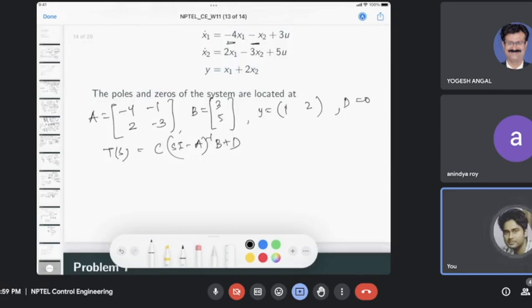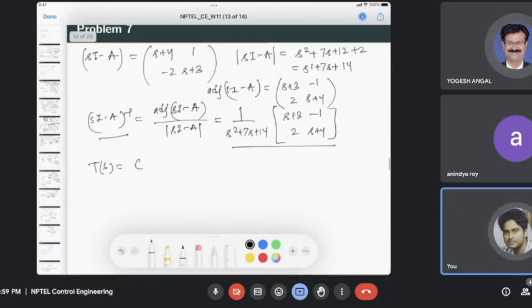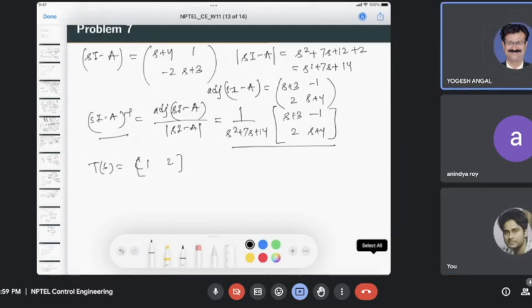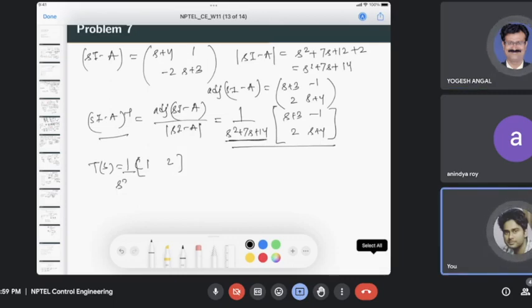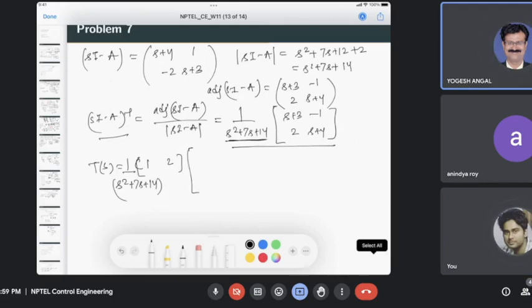Sorry, this is C, right? C. 1 and 2. Yes. 1 and 2. Y is equal to 6. Yeah. 1 and 2. And 2. I'll just take this common as outside because this will remain there. Plus 7s plus 14. So s plus 3 minus 1, 3 2 minus plus 1.